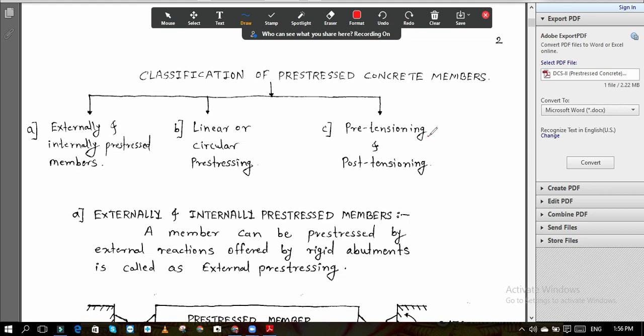Now we have seen pre-tensioning and post-tensioning. These are the three different classifications of the pre-stressed concrete members. Depending upon the systems of pre-stressing, these classifications are made. So one by one we will see each and every classification.